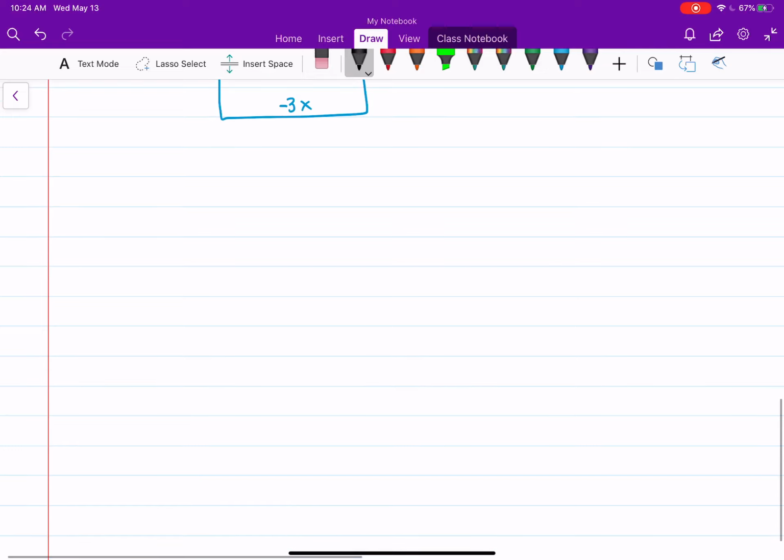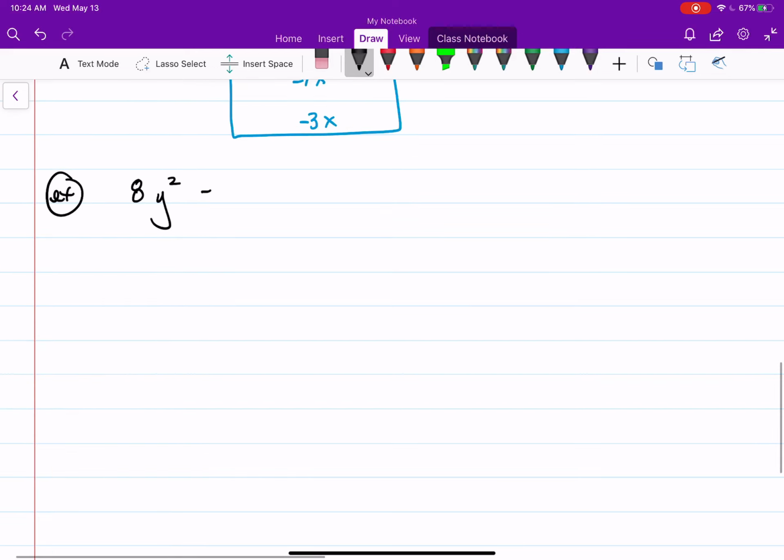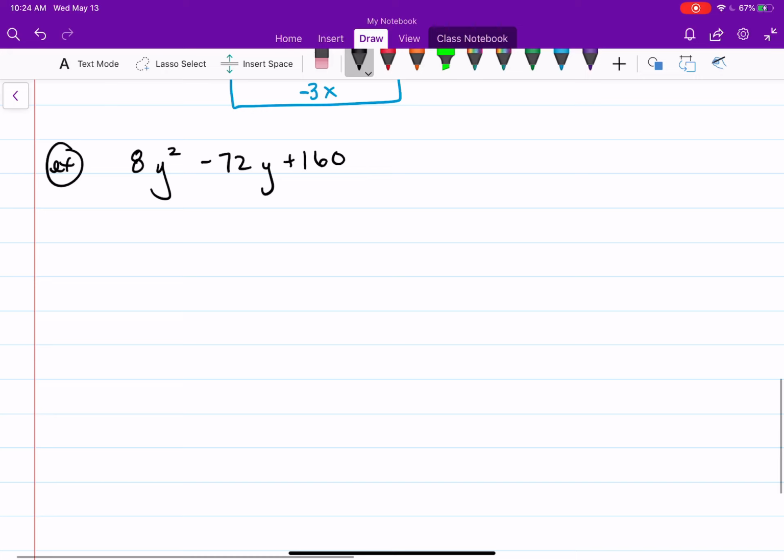Let's try something different. Okay, so 8y squared minus 72y plus 160. So I kept on saying factoring step 1, factoring step 2, right? There's no factoring step 3. So it's just step 1, step 2, that's it, okay? So step 1 was what? GCF. So what I need to do is see if there's a GCF.